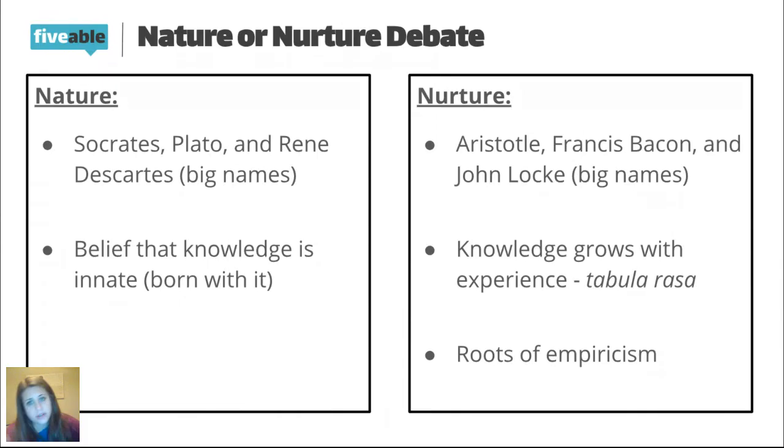On the other hand, we have Aristotle, Francis Bacon, and John Locke, who are the big names, and they were more about the nurture side, how experience shapes us. And there's this phrase called the tabula rasa, which basically means the blank slate. And so the belief is that we're born blank and experience writes upon that.